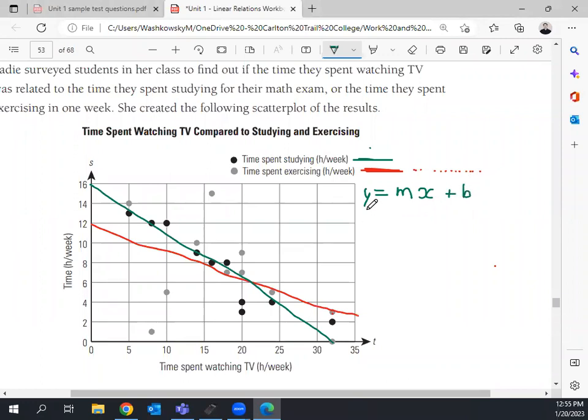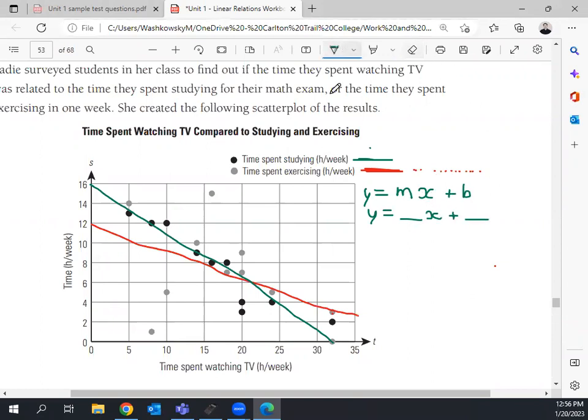So start with your blank equation. And what are the two things I need from these four things to get an equation? I need slope and I need y-intercept, which is the m and the b. So those are what I'm trying to find. The m and the b.